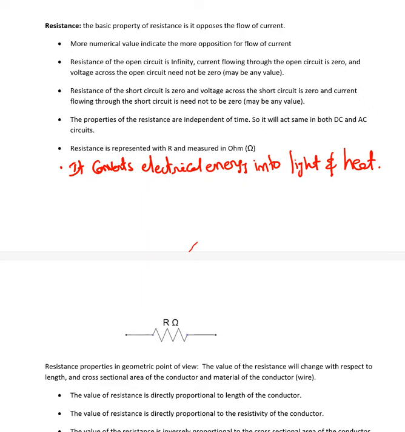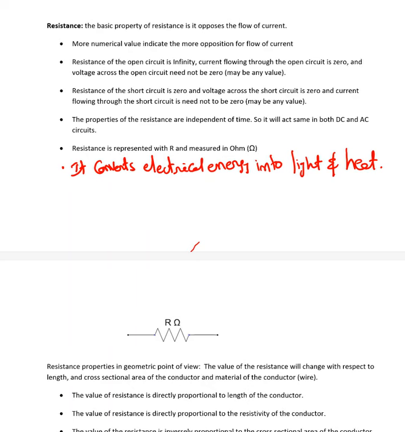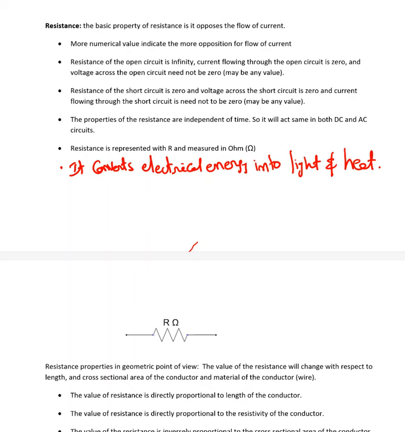In this video, I'm going to talk about resistance. Resistance is nothing but it opposes the flow of current. So the basic property of resistance is it opposes the flow of current. At the same time, another important property is it converts electrical energy into light energy or heat energy, sometimes both, sometimes only one.